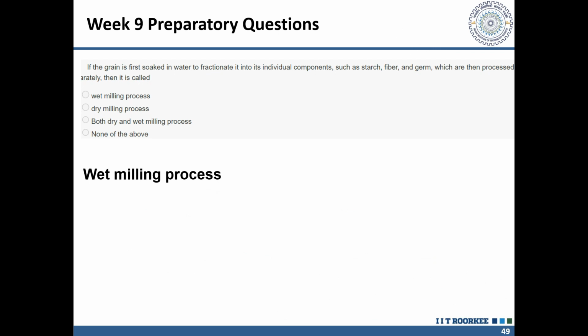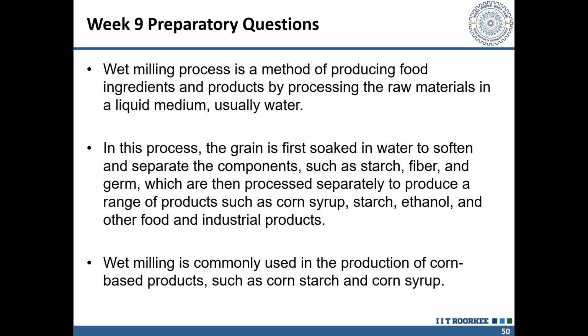So this question is on wet milling. As we have discussed in dry milling, the separation is done at the end, but in wet milling, the separation of the kernel is done at the start itself. In this, the grain is soaked in water to fractionate into individual components such as starch, fiber, and germ, and then processed separately. This process is known as wet milling.